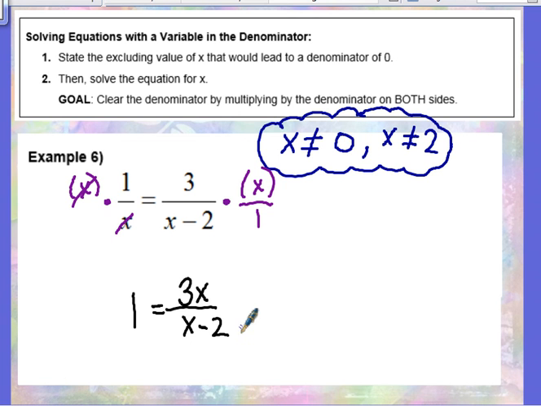Now I want to clear the denominator on the right. I'm going to multiply by the denominator, just like I did on the left.